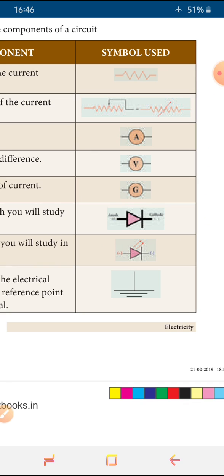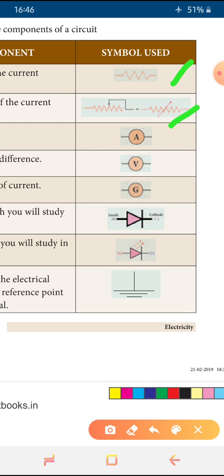First we'll start with the symbols used. Children, you see here, what is the symbol of this? Then this one, this one. Do you remember this? I know you all very well. What are the symbols given? Resistor, rheostat, ammeter, galvanometer, voltmeter, then LED, ground connection, then diode, standard diode. Everything is given here as symbols used.